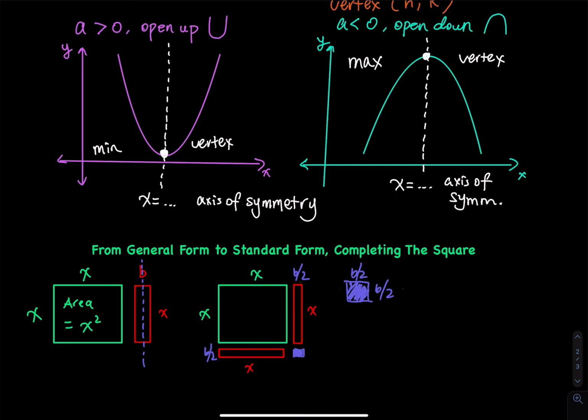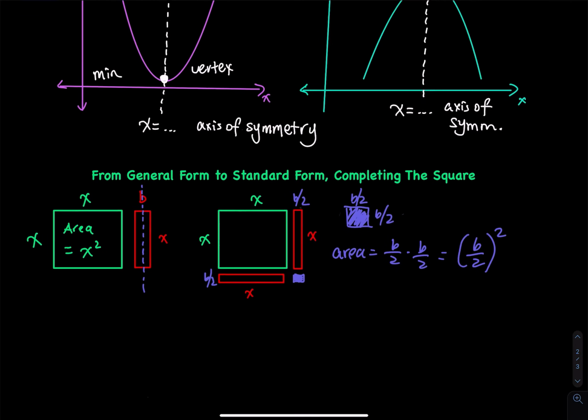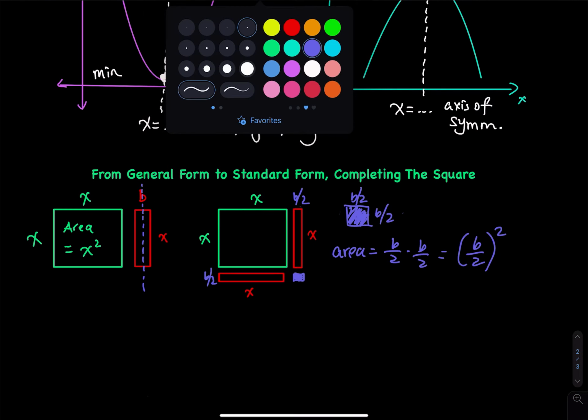Okay, so what can we do for this purple square? Let's state the area. The area is equal to b over 2 times b over 2. That is equal to (b over 2) squared. You don't need to say b squared over 4. You don't need it. So what are we trying to do? We are trying to merge the rectangle to the square, right? Okay, so let's write the expression.